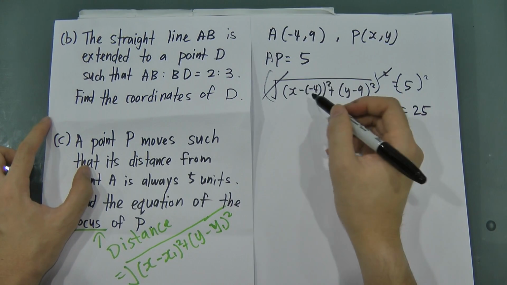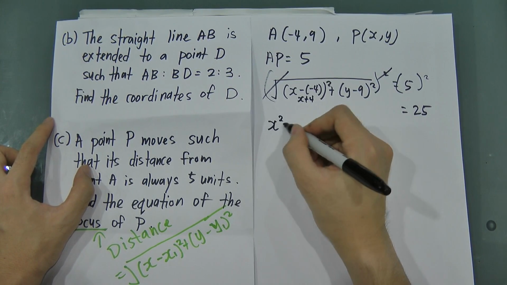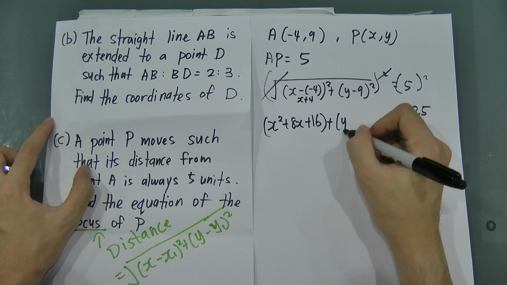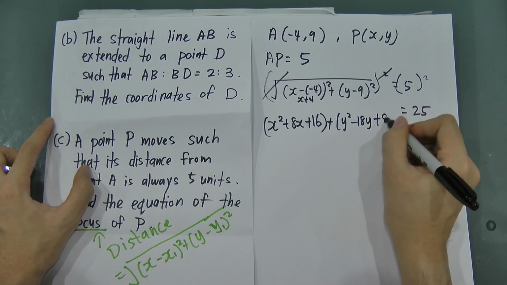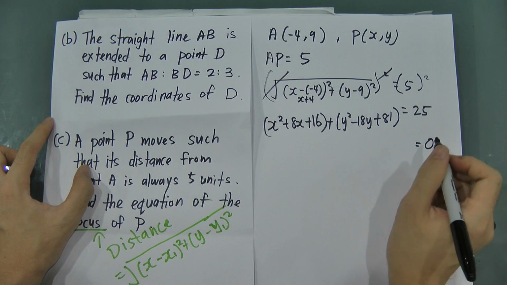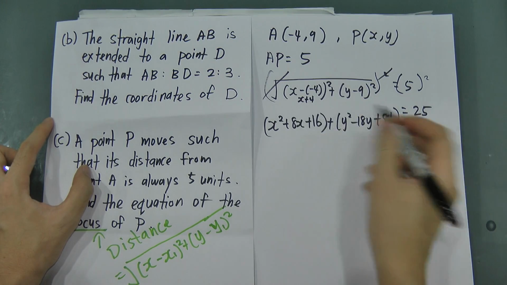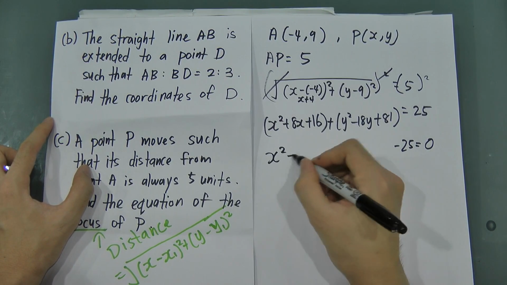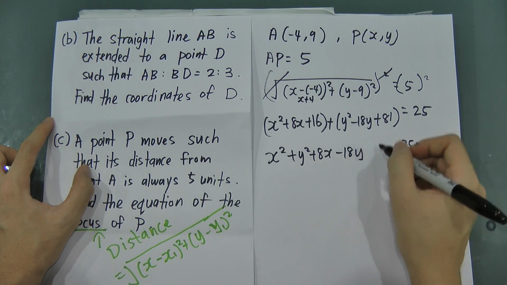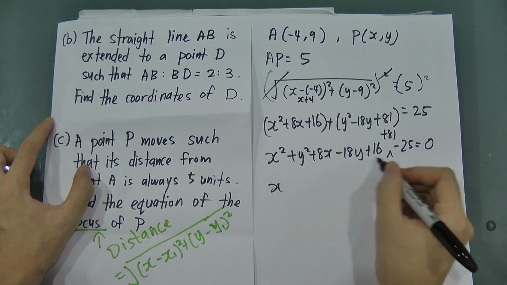Alright, then I'm going to solve this one quickly. This one is x plus 4, am I right? So I expand this one, I will get x squared plus 8x plus 16. And then I expand this one, I will get y squared minus 18y plus 81. Alright, and then I'm going to make everything become 0, then I can get the locus equation. So I'm going to move the 25 over here as minus 25 and then rearrange this one. So I get x squared plus y squared plus 8x minus 18y, and then plus 16 and plus 81.